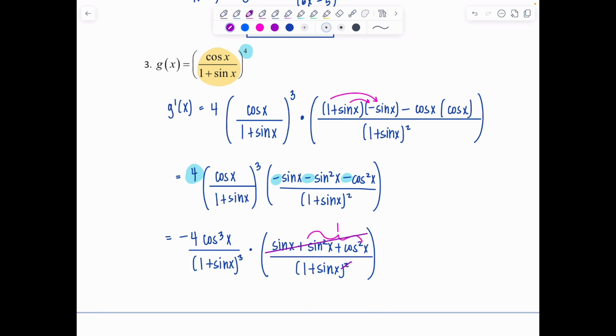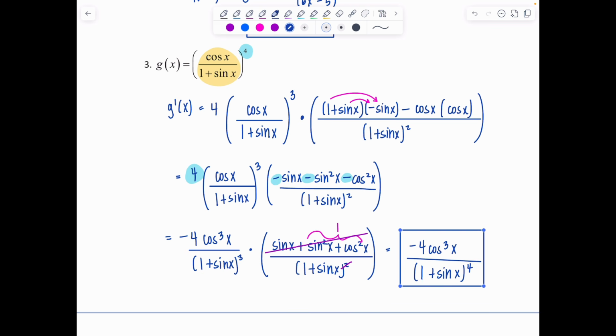And then now I can put everything together for my final answer. I have -4 cosine cubed x over, count them up. I've got 3 1 plus sine x's and a fourth one right here. So 1 plus sine of x to the 4th, okay? Very good.